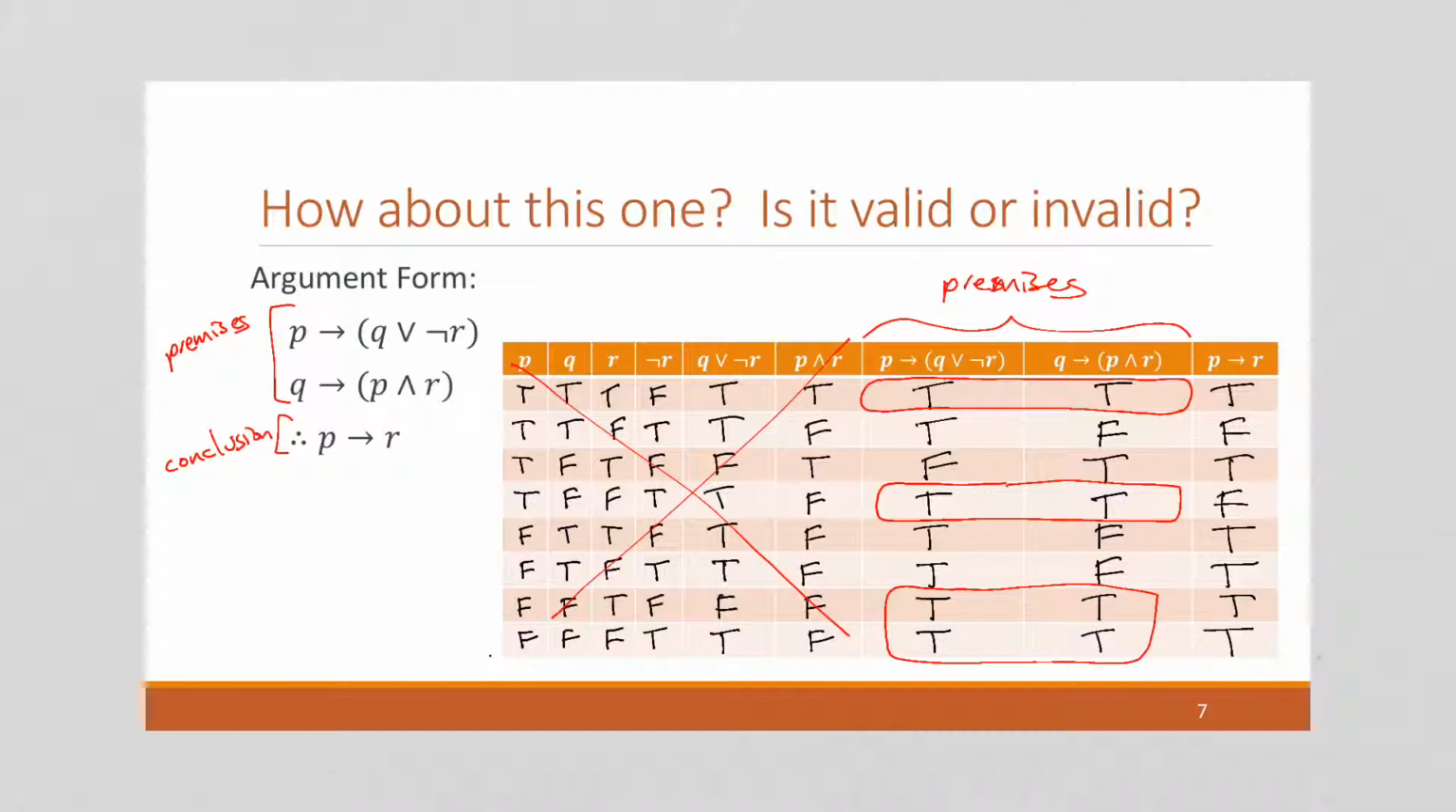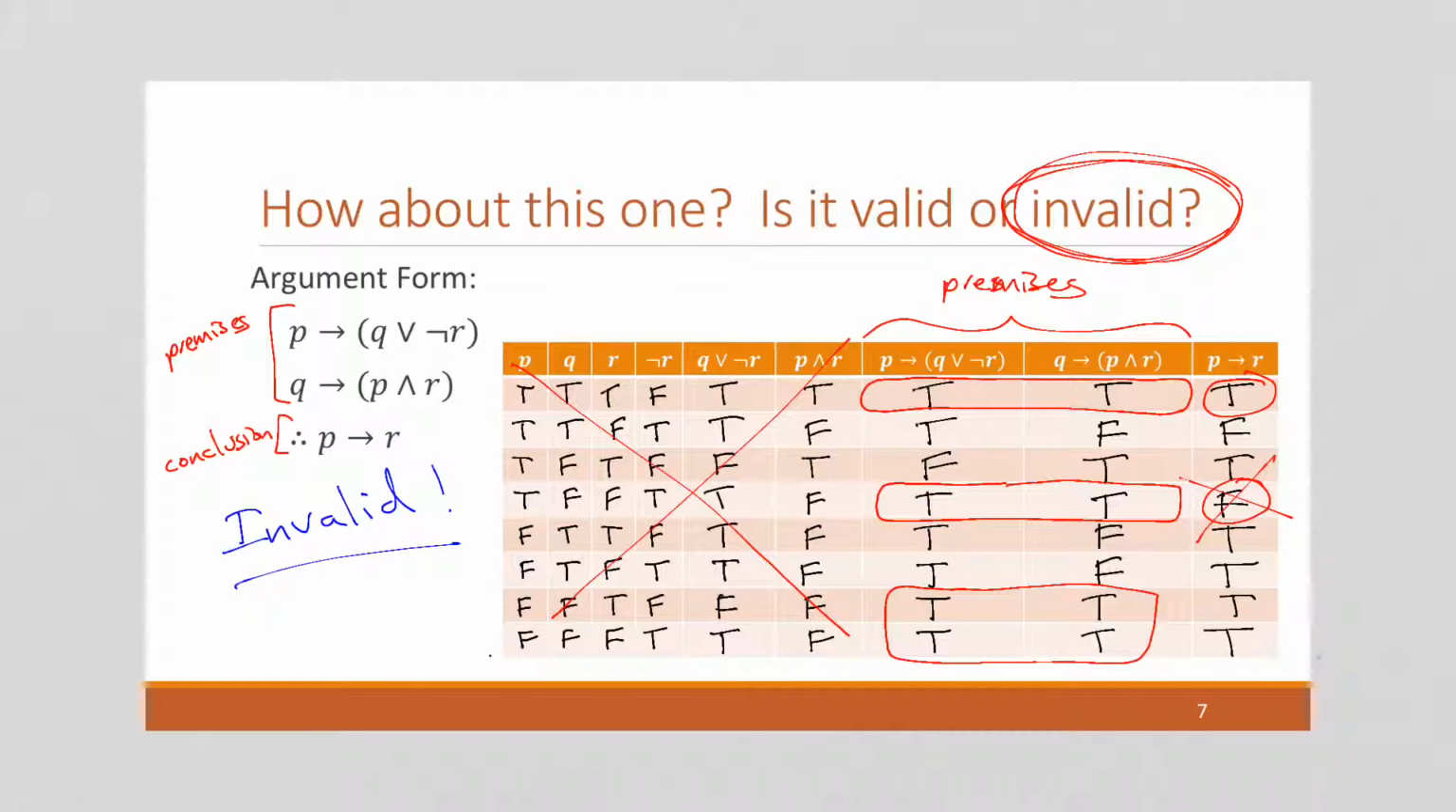But what I spotted was that while this is true, this is false. And if we have any critical row that has a false conclusion, this becomes invalid. So this is an invalid argument. Okay, so this is how you determine argument validity.